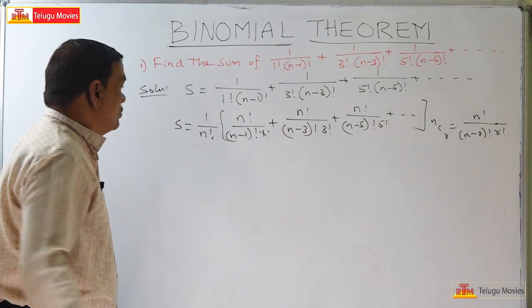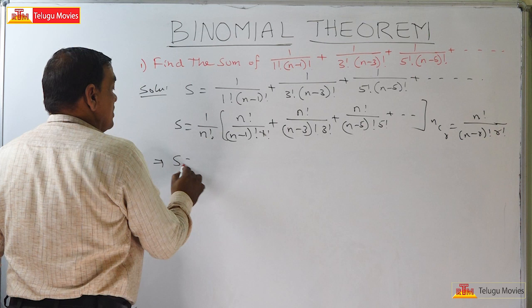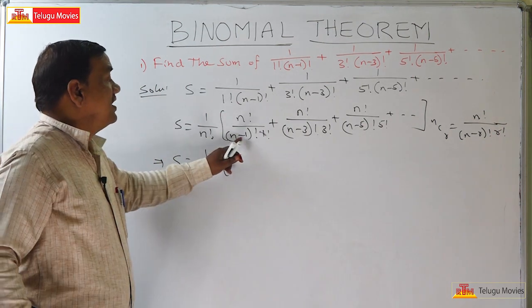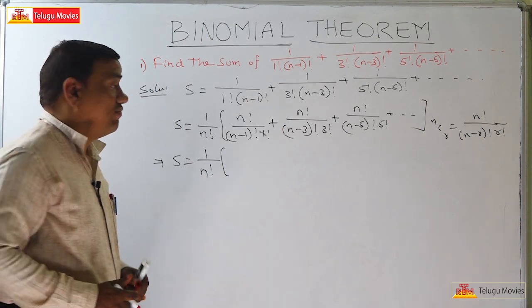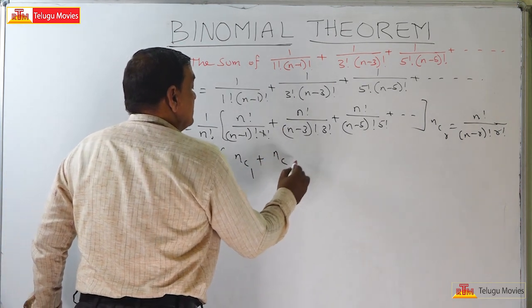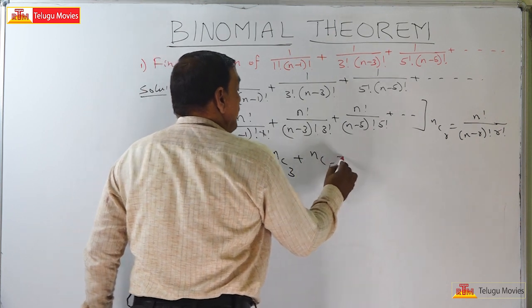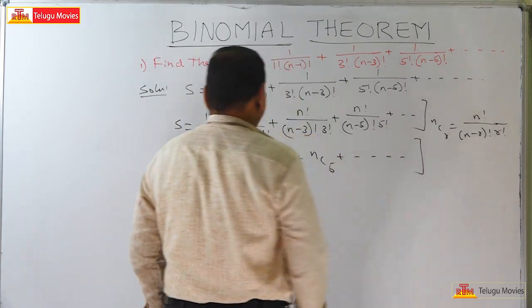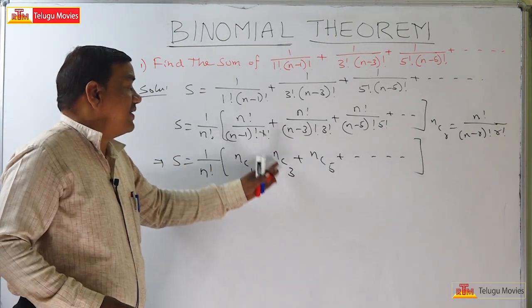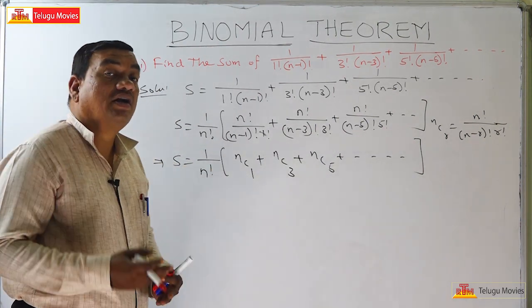Now, this implies S is equal to 1 by n factorial times n factorial by (n minus 1) factorial into 1 factorial, which is equal to nC1 plus nC3 plus nC5 plus so on. Understand this? This we already know, nC1 plus nC3 plus nC5.